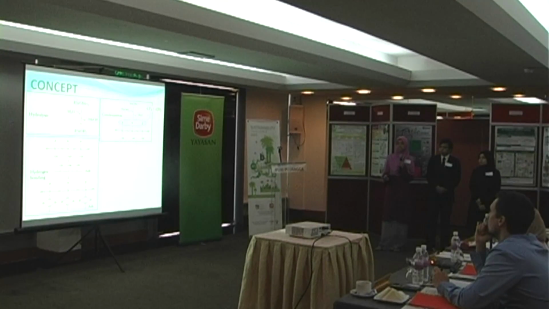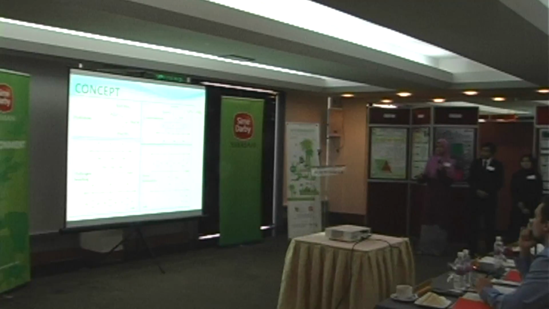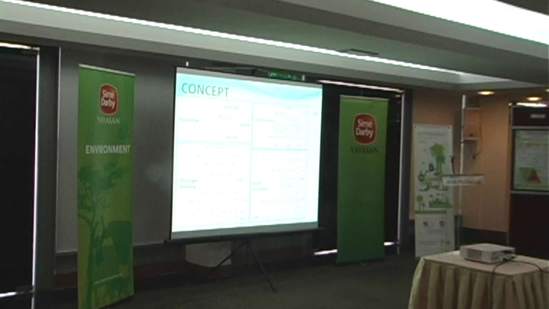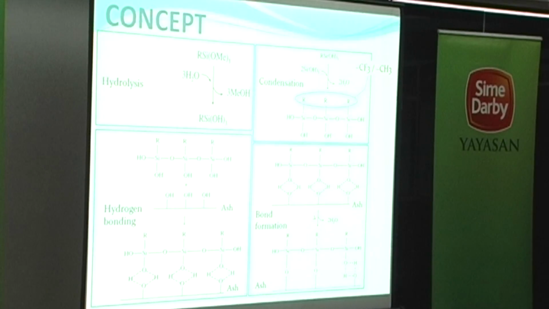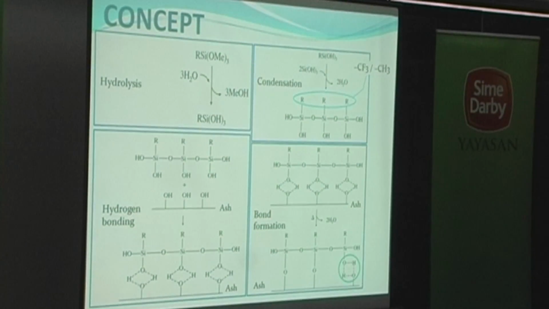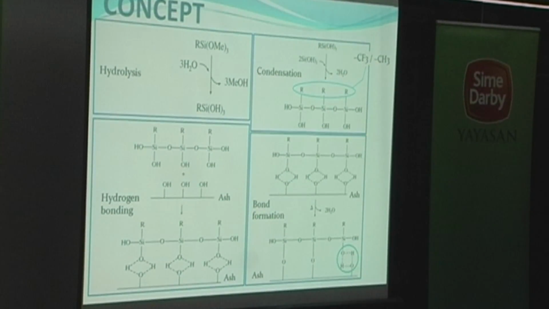Next, the silanol group of the silane will be bonded together with the OH group of the ash by hydrogen bonding. Lastly, with the loss of water during drying and curing, the covalent linkage will be formed with the substrate.